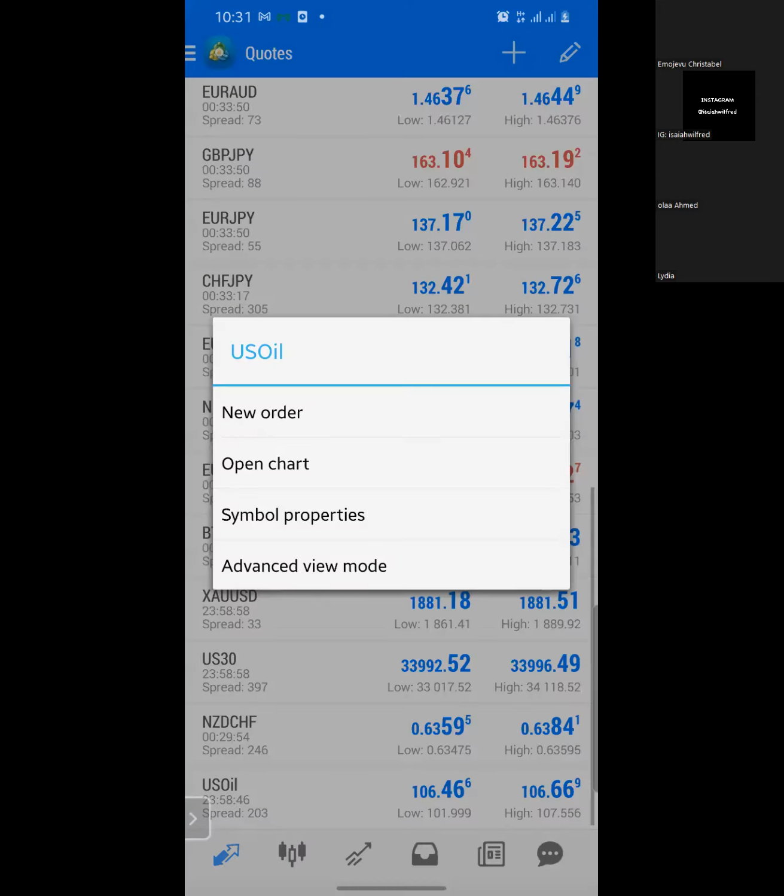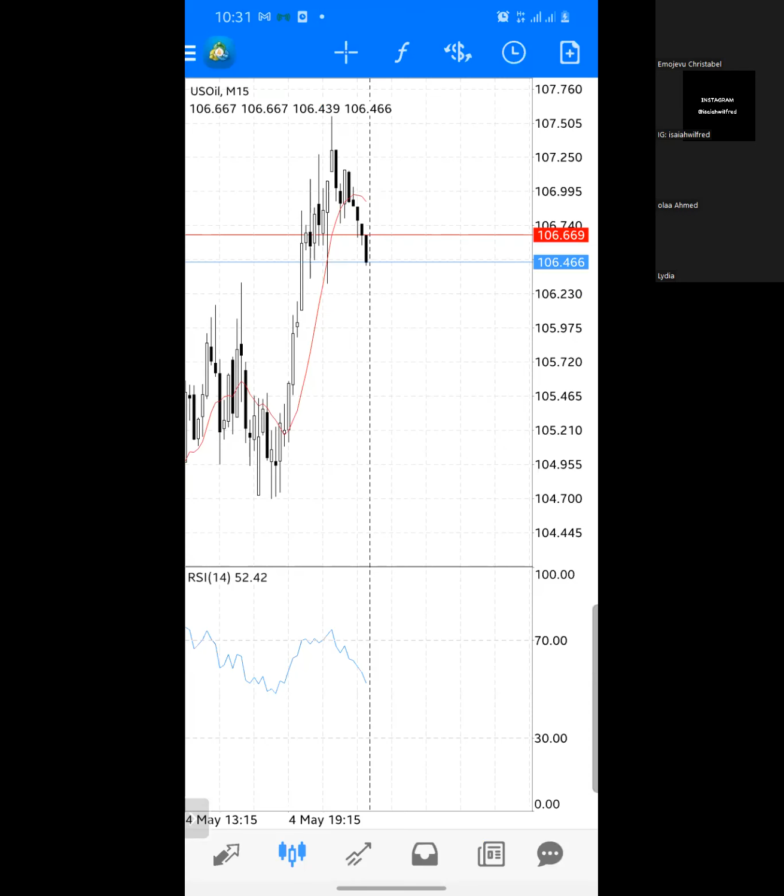Let me actually show you guys what I'm talking about. Open the chart. Look at this. They told us to enter a buy limit at 105.28. Where's the market currently? The market is around 106.669. Now, I'm going to teach you guys something.